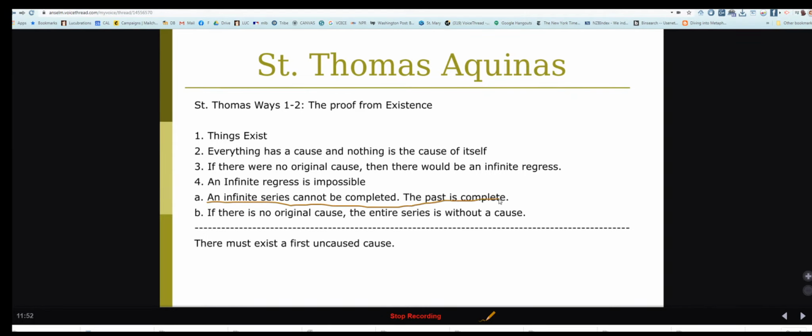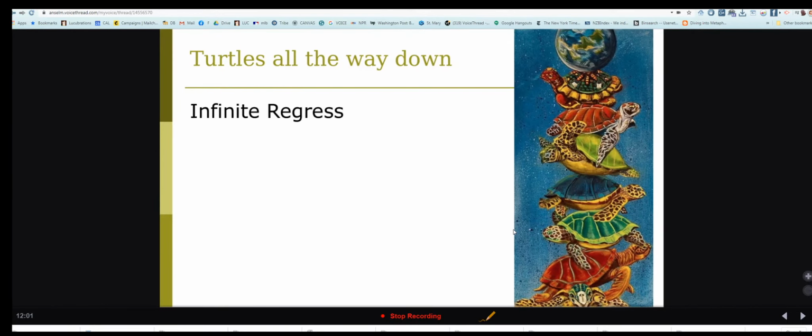But that's just the first version of St. Thomas's argument that an infinite regress is impossible. He also argues that if there is no original cause, the entire series is without a cause. If we imagine that something has to hold these things up, and without something holding it up, they'd all be falling down, then if there were no solid ground, then no matter how many turtles we stacked underneath these turtles, the whole bunch of them would still be falling.